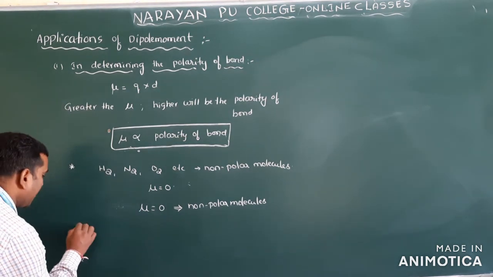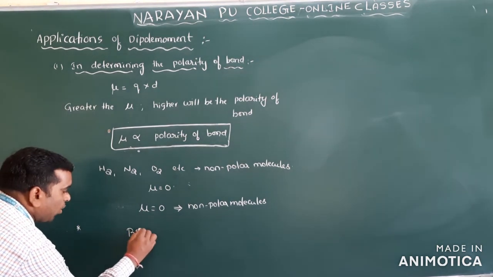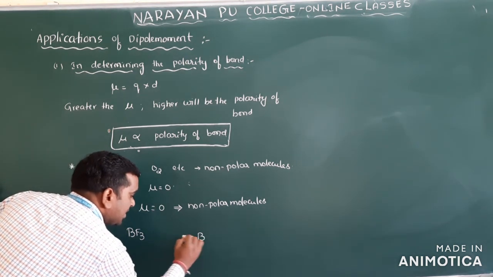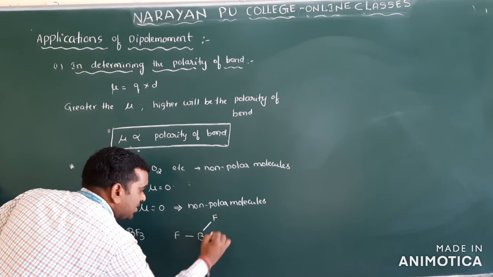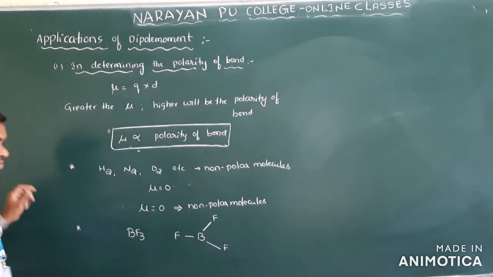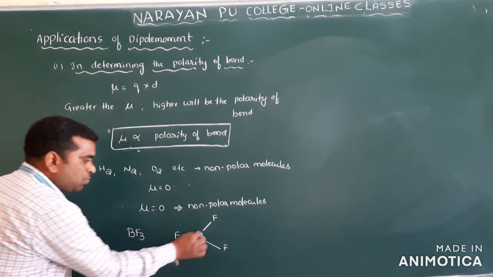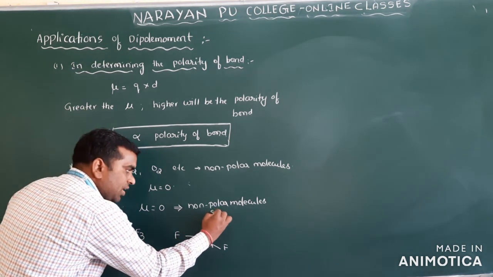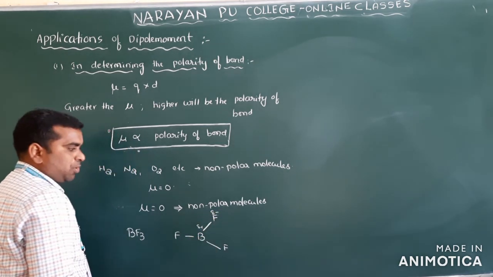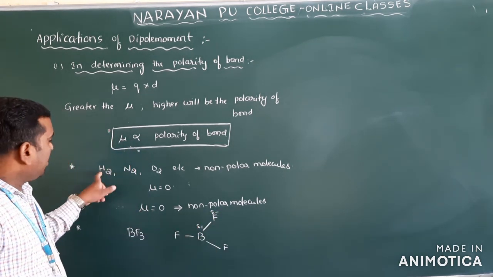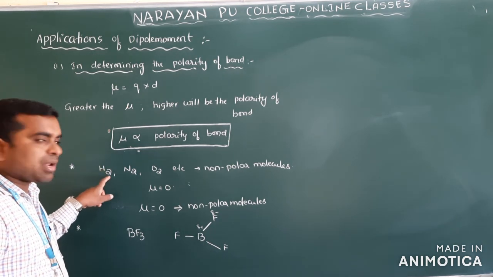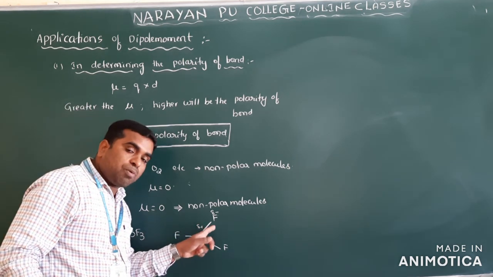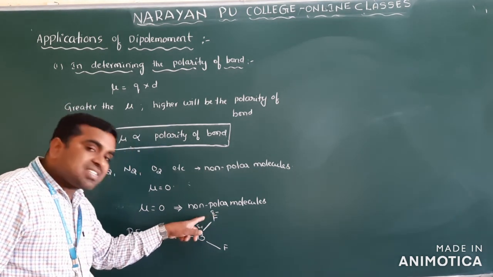Clear? The best example I will give is BF3, boron trifluoride. Here this is fluorine, this is fluorine, and the other one is also fluorine. So here each bond is a polar bond, because fluorine is more electronegative than boron. So fluorine gets a negative charge and boron gets a positive charge. Charge is there. But for non-polar homodiatomic molecules, the charge will be 0, so the dipole moment is 0. But in this type of molecule, charges are already there.